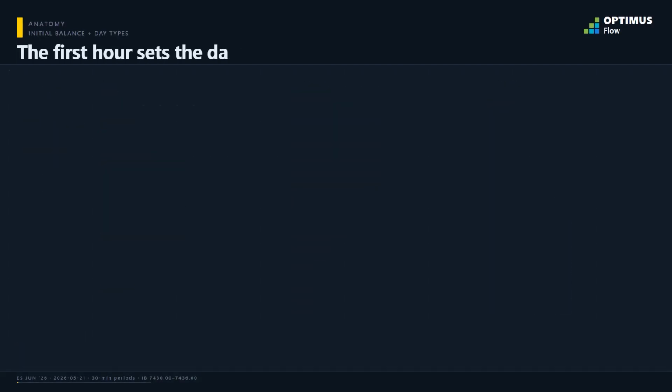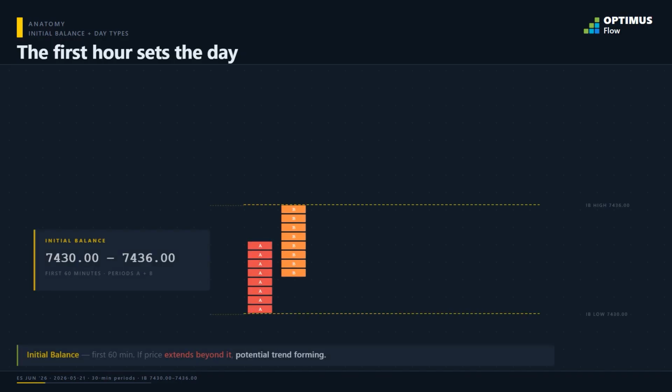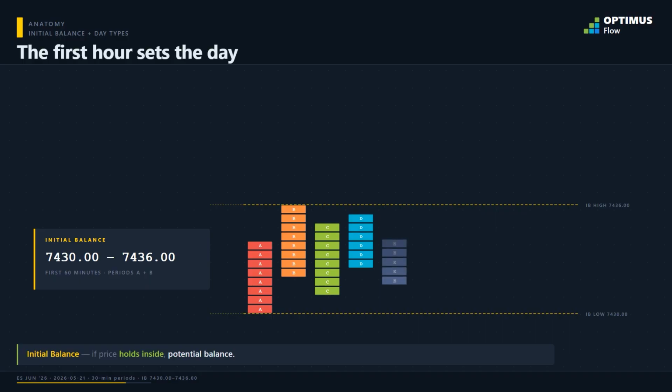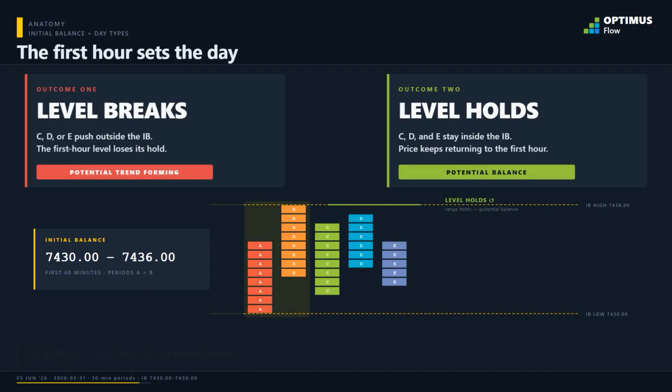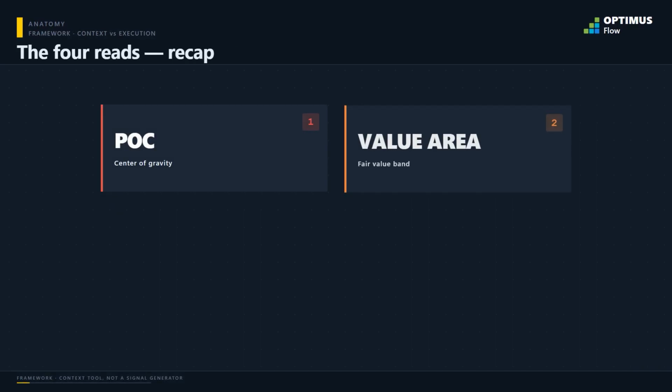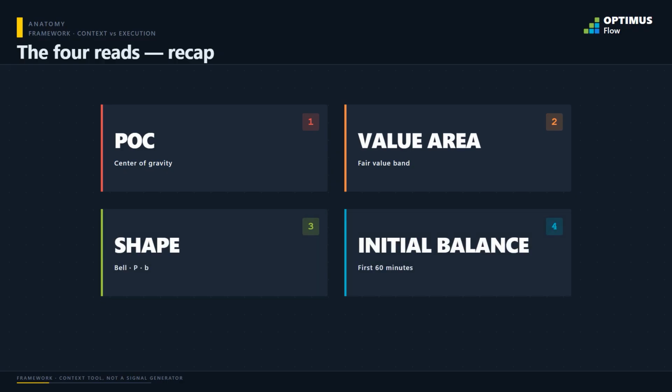Many traders may look at the initial balance of a session, and that's the first 60 minutes, so that would be periods A and B. Those set the initial balance. If C, D, or E push outside of that range like this, the level breaks, and there's potentially a trend forming. If they hold inside and that level holds, there's potential balance. It's the same first hour, but 2 outcomes to potentially watch for. And that's the main framework for TPO charts: the POC, value area, shape, and initial balance. It's 4 reads that cover most of what profile traders look at.